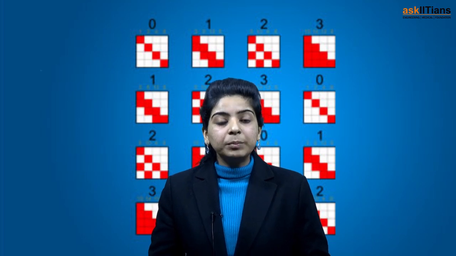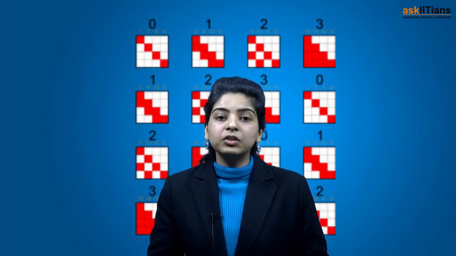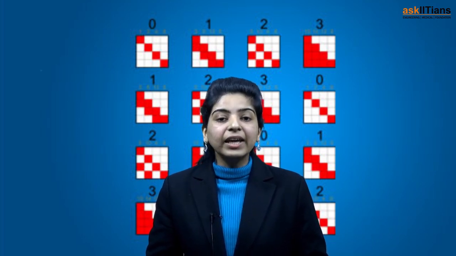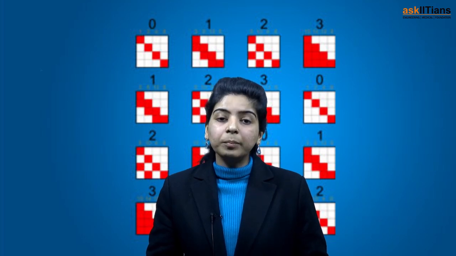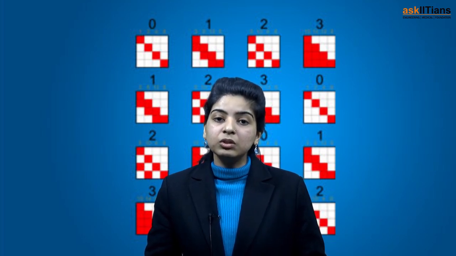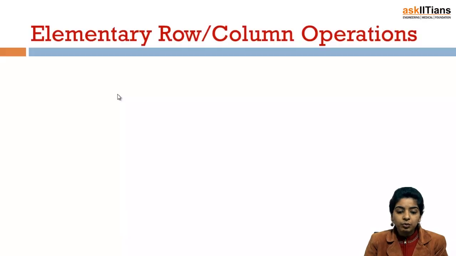In this, we'll be discussing the three types of elementary row or column transformations, like interchange of two rows or multiplying a row by a non-zero scalar. So let's begin. So now we have elementary row or column operations.